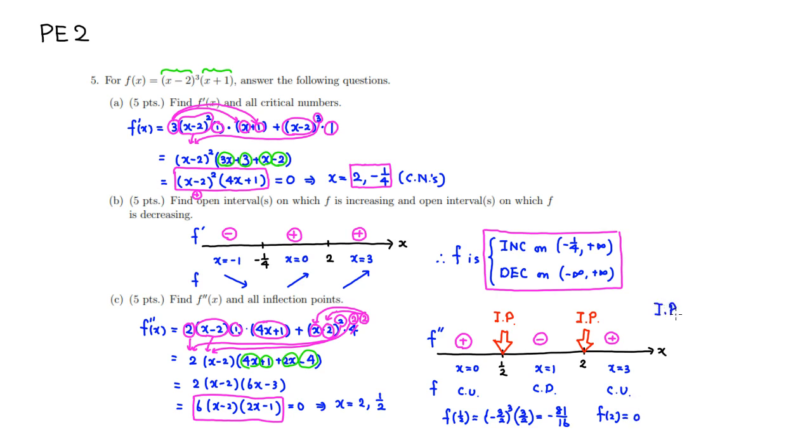So we have inflection points. There are 2 of them. The first inflection point is 1/2, comma, the corresponding value is negative 81 over 16. And the second one is (2, 0). So those are the inflection points. Alright, that's it. I hope that this was clear.